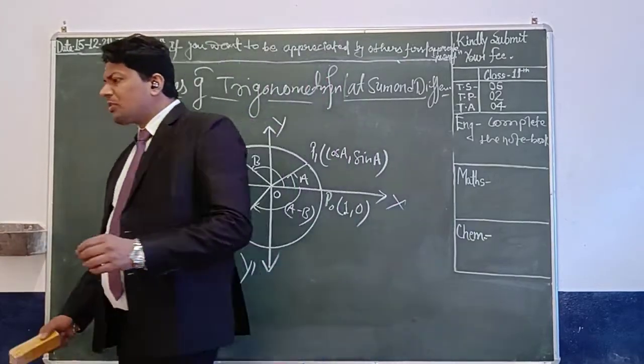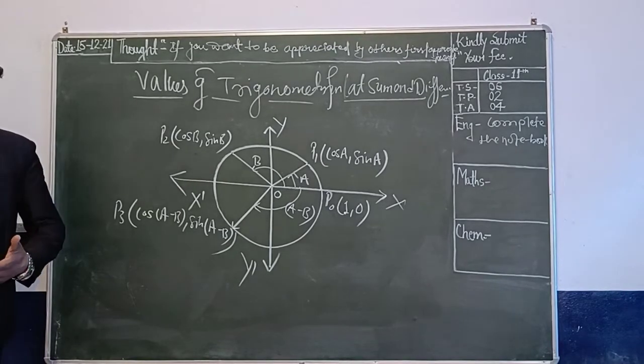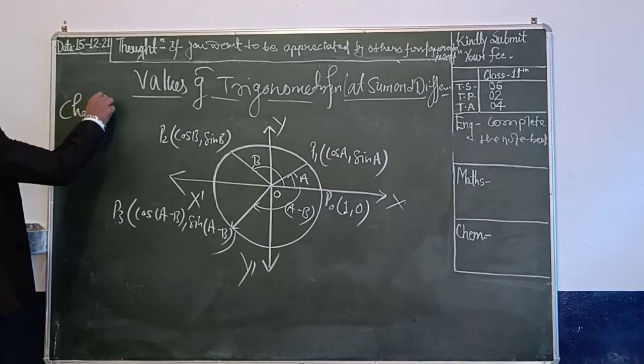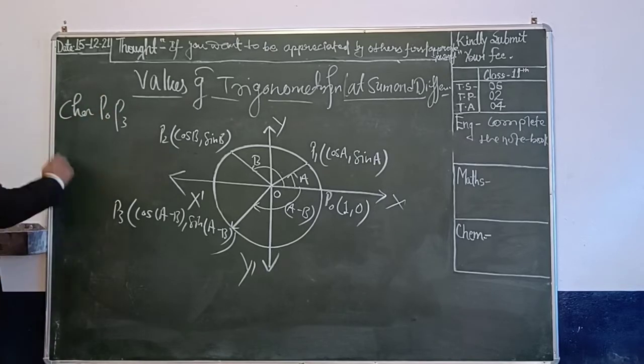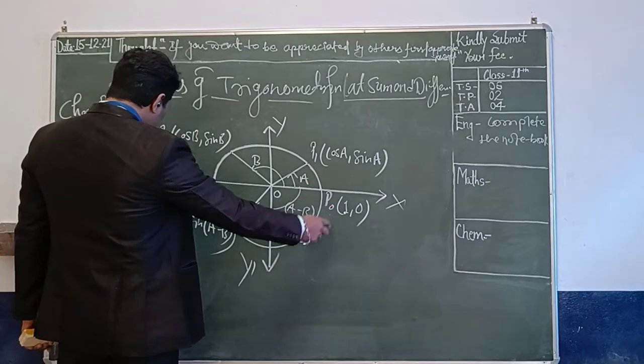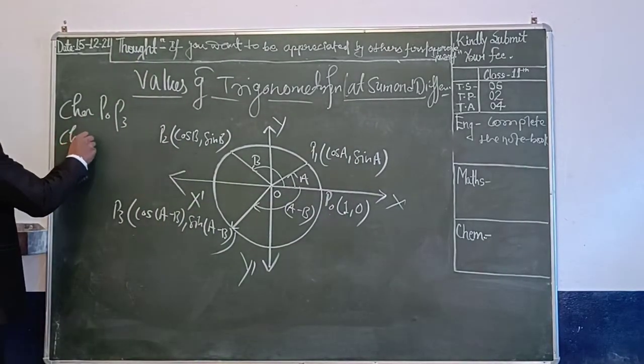What we have to do? We have to derive the formula for the differences of an angle for the sine and cosine function. So first we talk about the chord. If you talk about chord P0 P3, what is the meaning of P0 P3? This one is P0, and then you talk about P3. Is it clear?